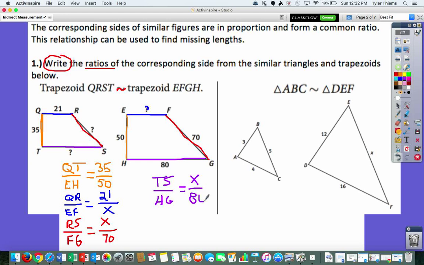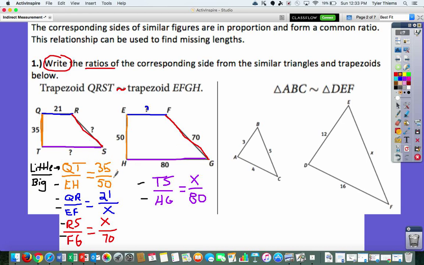So what you'll see on all of these is I put the big trapezoid, hold on, I put the little trapezoid on top. So the small trapezoid is in the numerator every time, and then in the denominator I put the big trapezoid. So you want to keep that consistent every time that you match up corresponding sides. So the big is in the denominator and the little is in the numerator for all of these. Little, big, little, big.